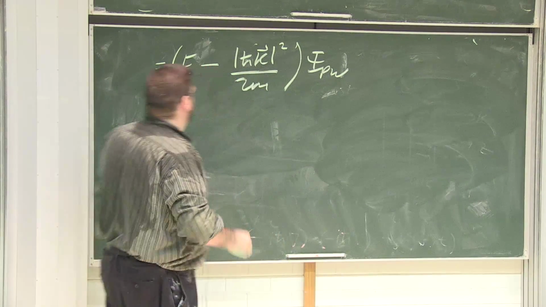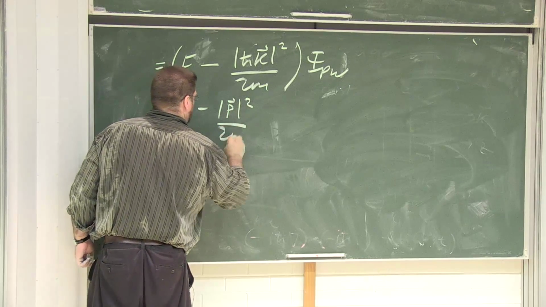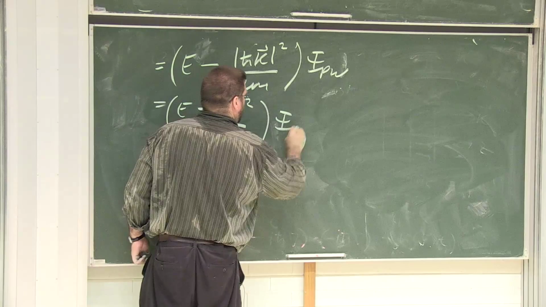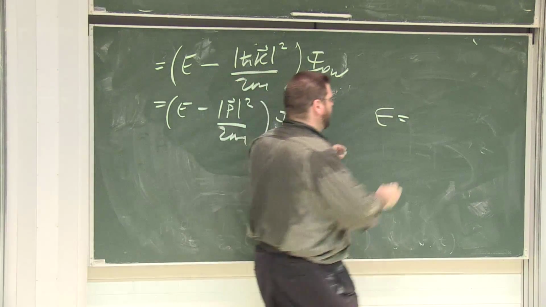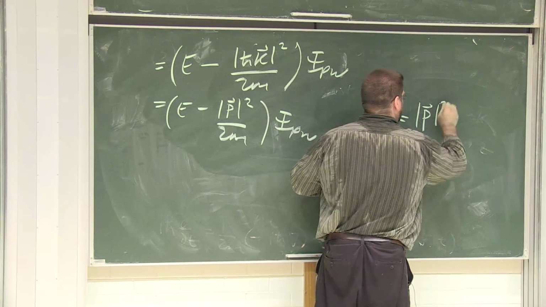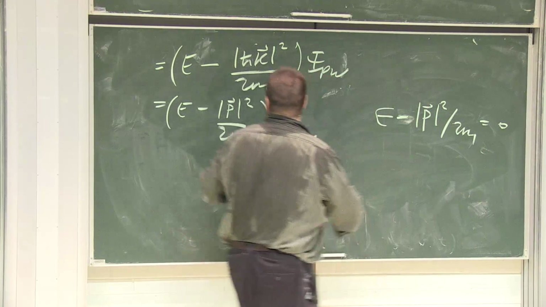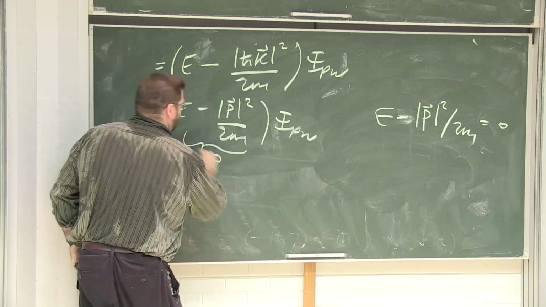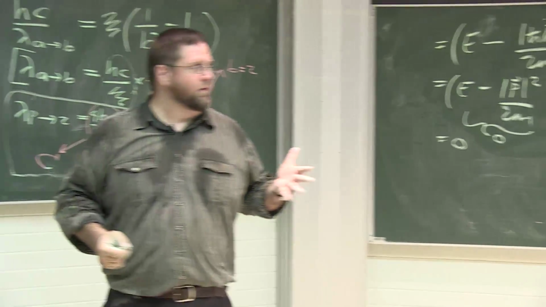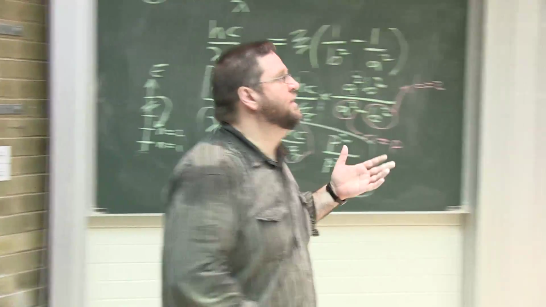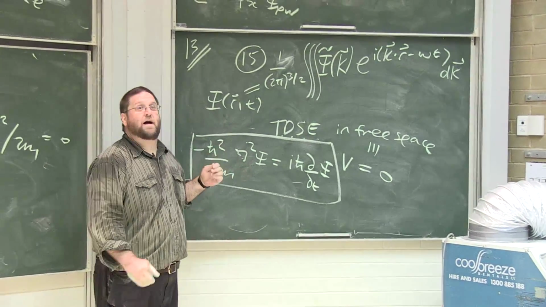But we know that p equals h bar k. And we also know that in free space the energy of the particle is purely kinetic. It's half mv squared, which is the same as p squared on 2m. Hence, this difference is naught. Hence, this is naught. So we've just shown that one plane wave obeys the Schrodinger equation. And since the Schrodinger equation is linear, an arbitrary superposition of plane waves also obeys the Schrodinger equation, QED.